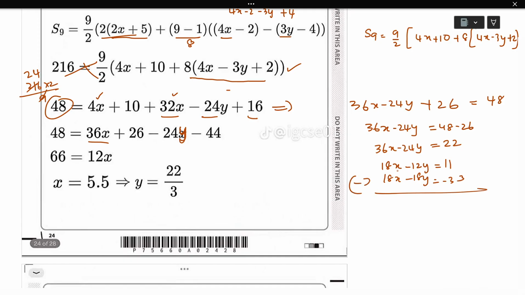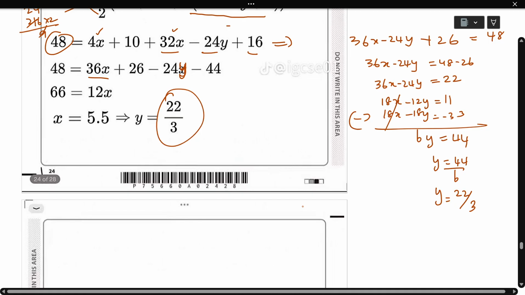I'm going to take away now, this is going to be cancelled, this is plus, so 6y equal to, here we'll get 44. So y equal to 44 over 6, which is 22 over 3. So that's the value here, 22 over 3. So this 22 over 3 we need to substitute in one of the other equations, so we'll get x.